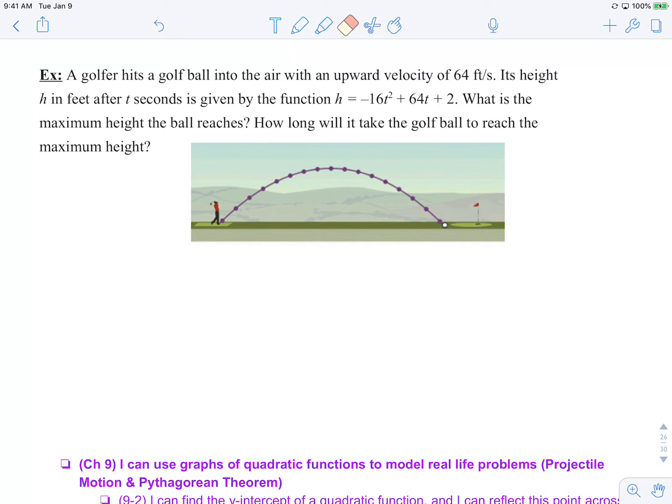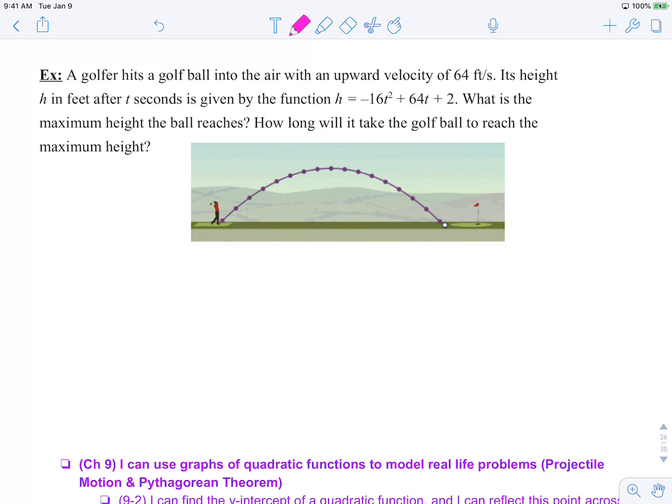A golfer hits a golf ball into the air with an upward velocity of 64 feet per second. Its height, h, in feet after t seconds is given by the function h equals negative 16t squared plus 64t plus 2. What is the maximum height the ball reaches? How long will it take the golf ball to reach the maximum height?